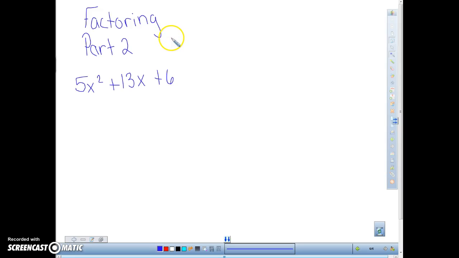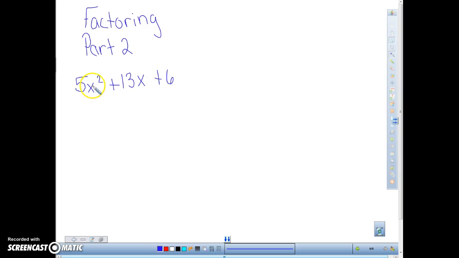This is factoring, or solving quadratics by factoring, part 2. So part 1 was the easier factoring, part 2 is a little bit harder, and then on day 3 we're going to be solving quadratics by factoring, but we've got to know the basics first. So if you have a number in front of x squared, you first check to see if all three of them are divisible by a common number.